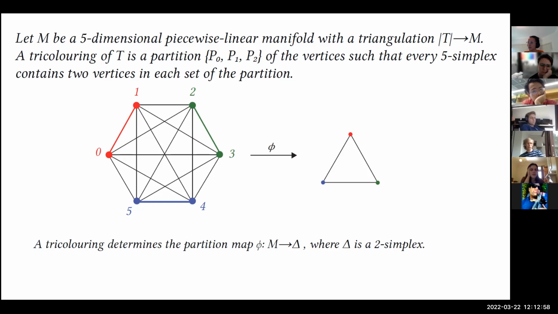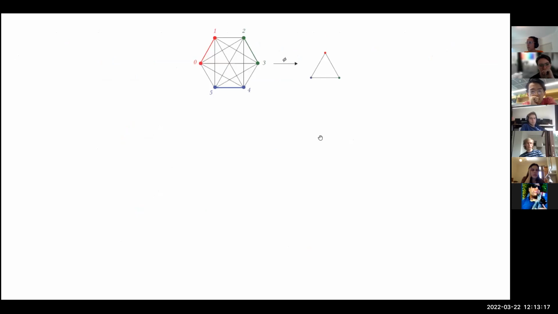So this is an interesting way to color our 5-dimensional piecewise linear manifold. And this map is of great interest to us, this partition map phi. So we can ask, what is the preimage of, for instance, the barycentre of the 2-simplex under phi? What would that preimage be? Well, we could first consider restricting to a single 5-simplex and see what we get.